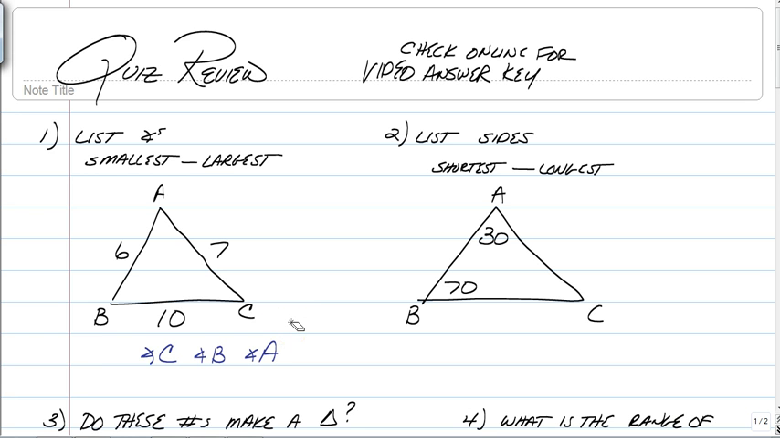Next example, listing sides from shortest to longest. First of all, you need to state that this is an 80-degree angle. You need to know all three before you can do this problem. So the shortest side is opposite of the smallest angle. So cover up the smallest angle, which is 30 degrees, and you are left with side BC. To find the longest side, cover up the biggest angle, and you are left with side AB, which means AC is the side in the middle. And that's it.